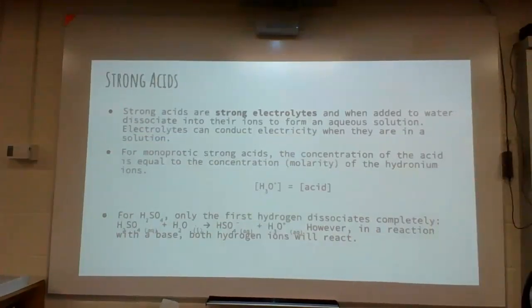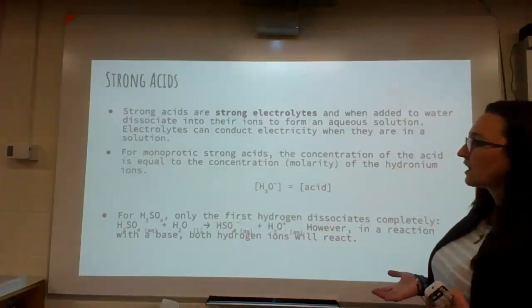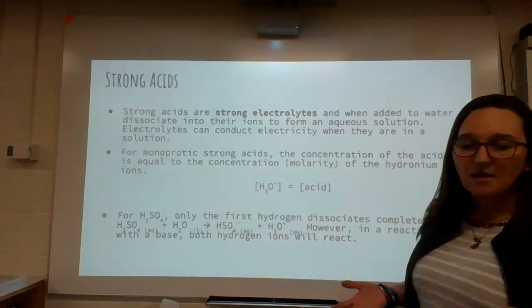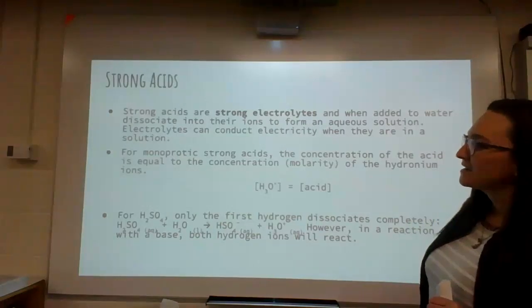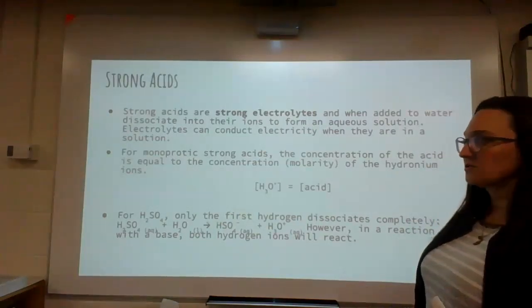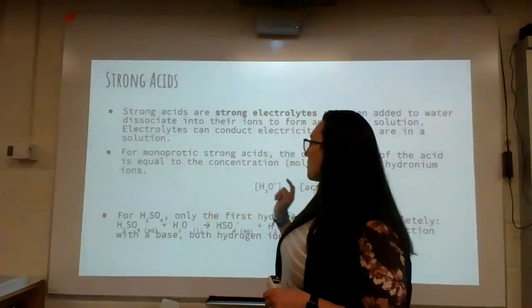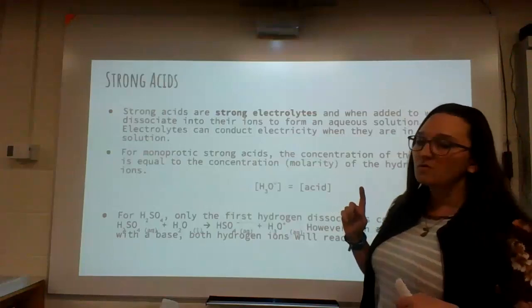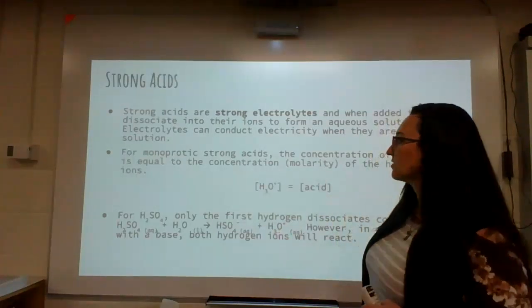Strong acids are strong electrolytes. Electrolytes are just ions that dissociate in aqueous solution. And when they do this, ions, because they're charged particles, can conduct electricity because they're moving charges. And for monoprotic strong acids, mono means one, protic for the proton. So a monoprotic strong acid will donate 1 hydrogen ion for each dissociation reaction.